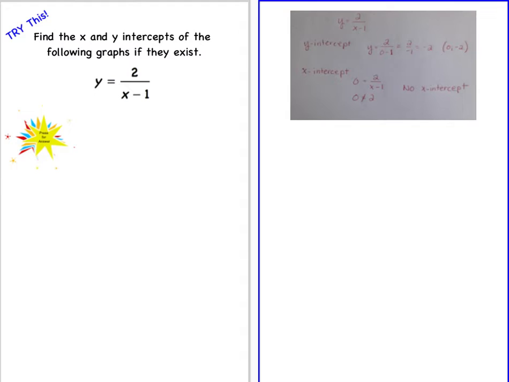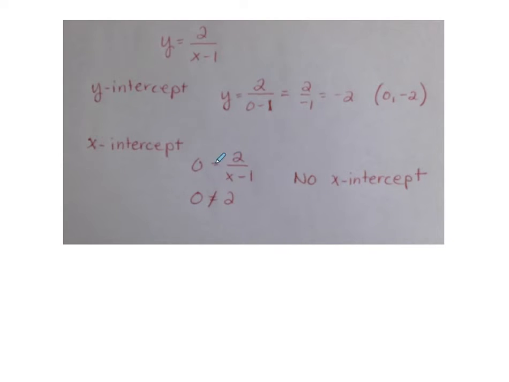So when I solve this equation right here, I multiply both sides by x minus 1, and I get 0 is equal to 2, which is just not ever true. So therefore, I have no x-intercepts. There is no value of x for which my y will be 0.